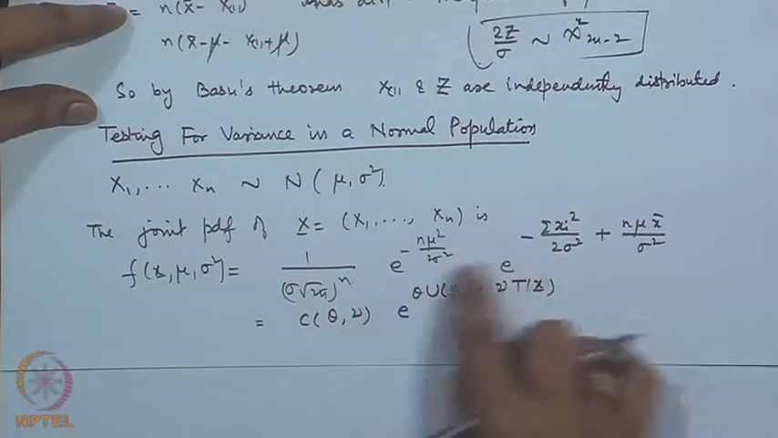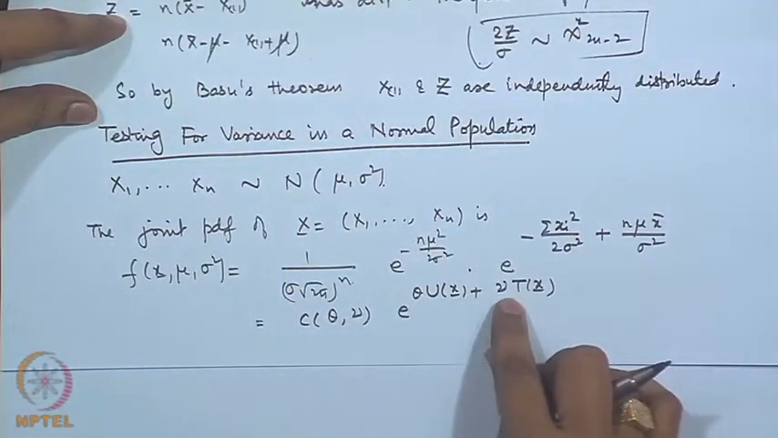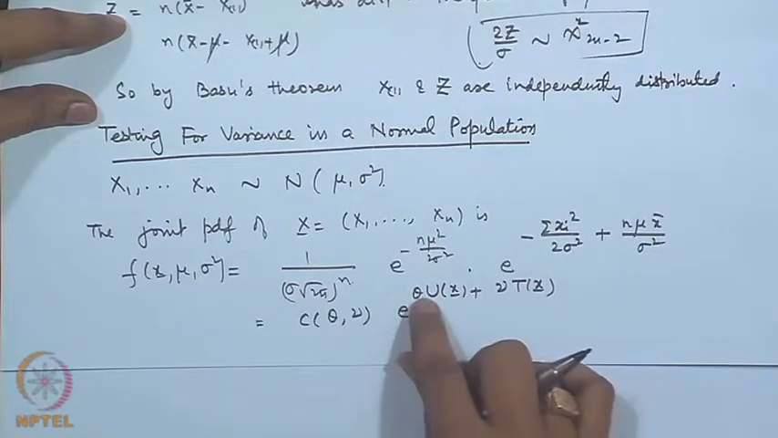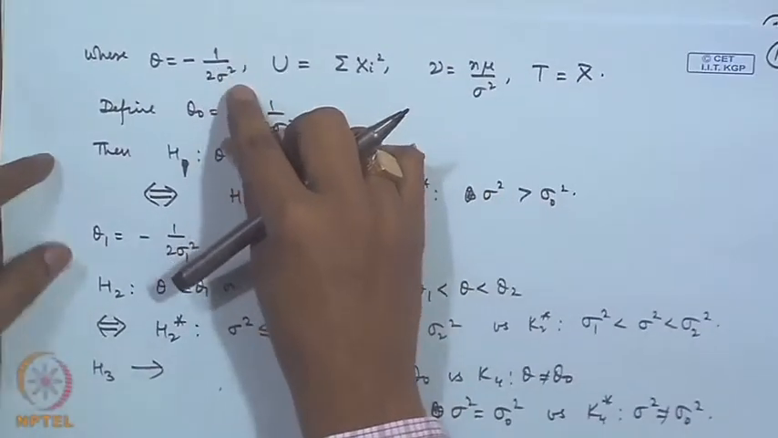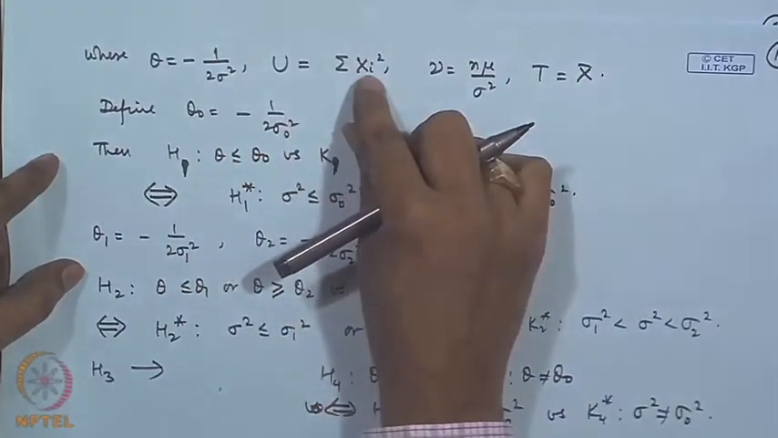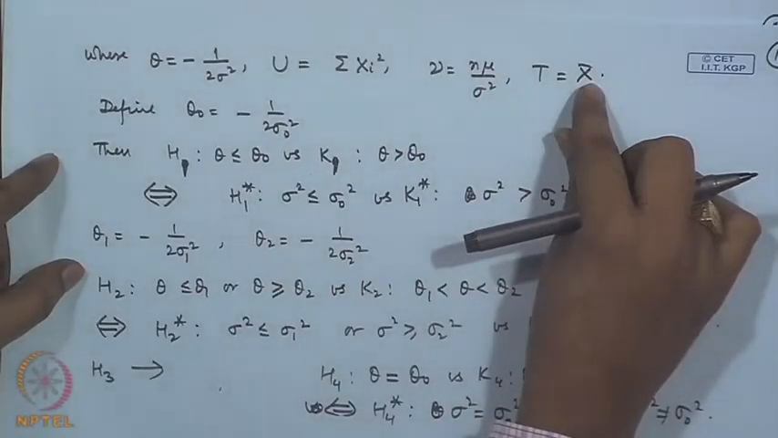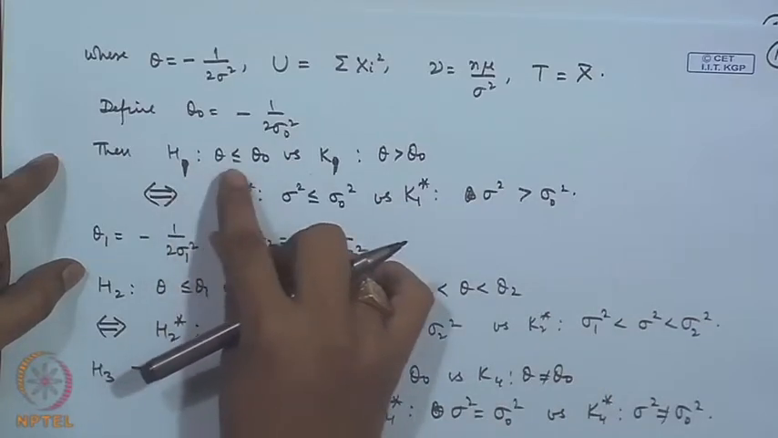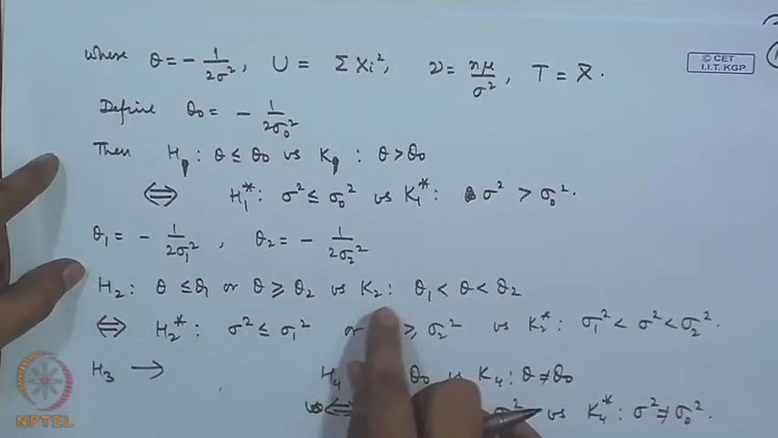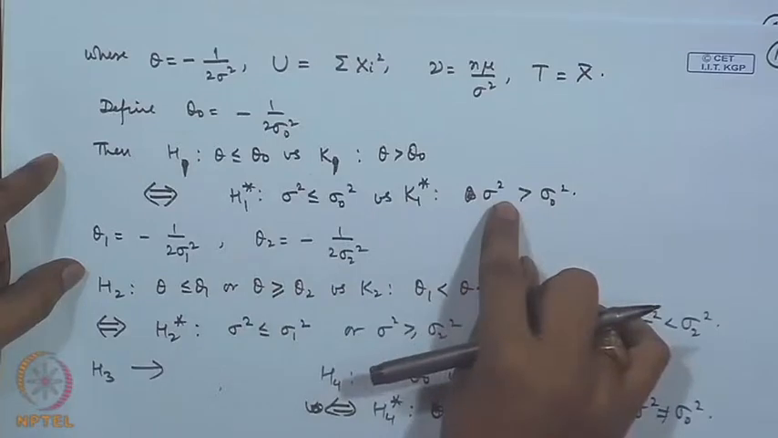The joint density function of x 1, x 2, ... x n, I am expressing in the form of a 2 parameter exponential population, c theta nu e to the power theta u x plus nu t x, where I am defining theta as minus 1 by 2 sigma square, u is equal to sigma x I square, nu is equal to n mu by sigma square and t is equal to x bar. I have shown that the 4 testing problems H 1, H 2, H 3 and H 4 are equivalent to testing about sigma square.